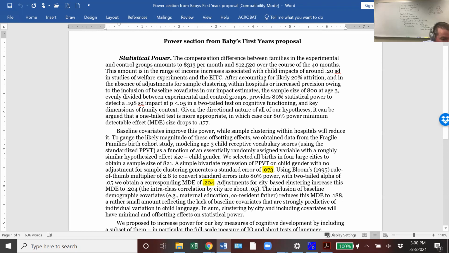right? A couple of things we talked about. The sample size of 800 at age 3, evenly divided between treatment and control groups, provides 80% statistical power to detect a 0.198 standard deviation impact at p less than 0.05 in a two-tailed test. Right, 0.198. That sounds familiar. That I got this number out of G-Power.